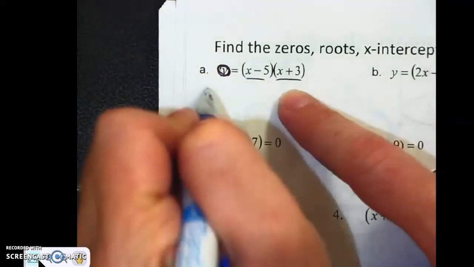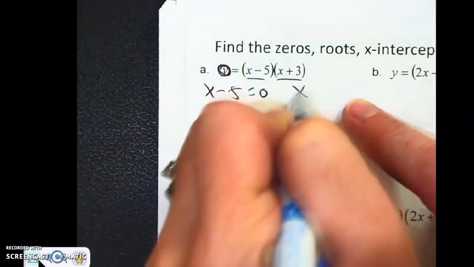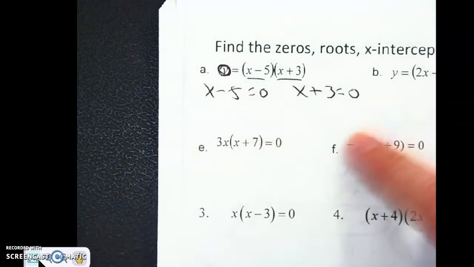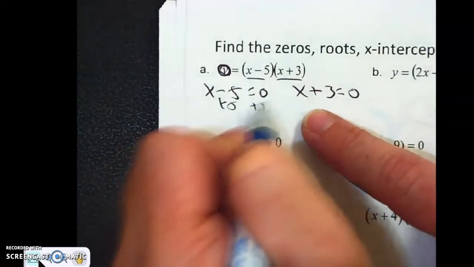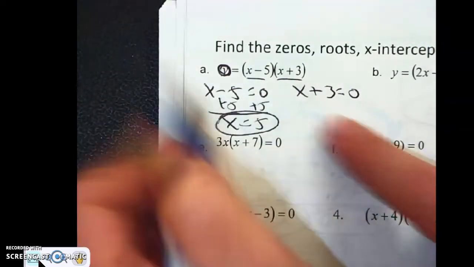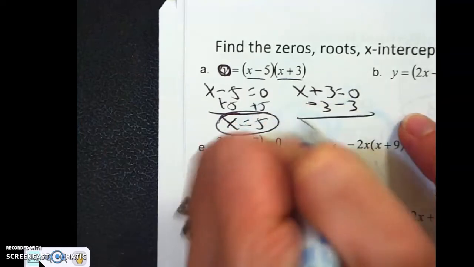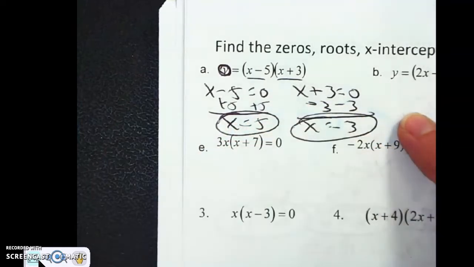Take each of the parentheses, x minus 5 equals 0, x plus 3 equals 0. Add 5, x equals 5. Minus 3, x equals negative 3. That's it.